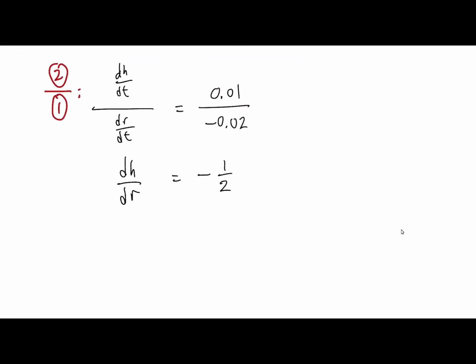How do you go? Start with h as a function of r: negative r over 2. Correct, yes. You just have to start with negative half r. You differentiate negative half r and you get negative half.